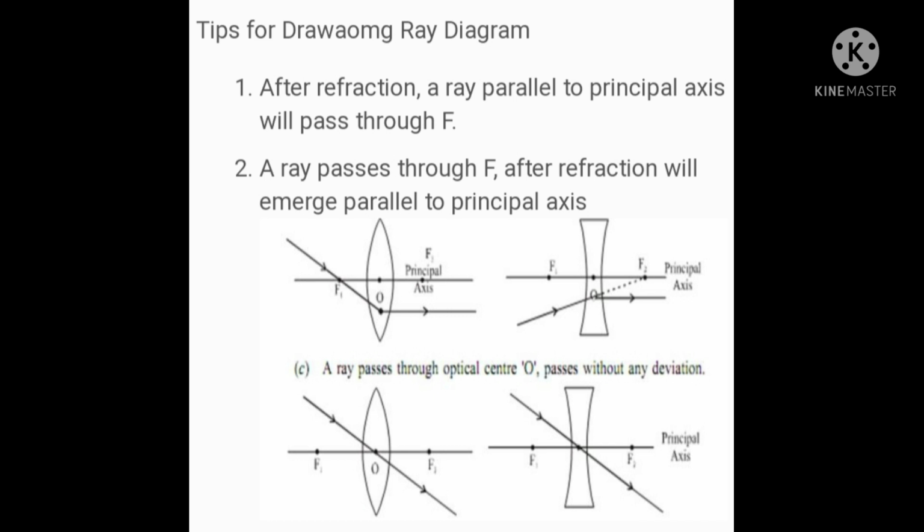Number 2 is the vice versa. If you pass a ray of light through F, after refraction it will come parallel to the principal axis. Just look at this figure, this will happen. Clear? Okay, we'll do the image formation by lenses.